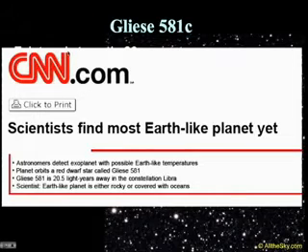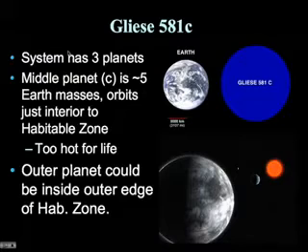And so the details of this planet are that it's about 5 times the mass of the Earth. It's in a system of 3 planets that are currently known. The inner one's about the size of Neptune, which is 15 Earth masses. And the next one out is this one that was claimed to be habitable, which is about 5 Earth masses. And there's one that's even further out that's about 8 Earth masses.